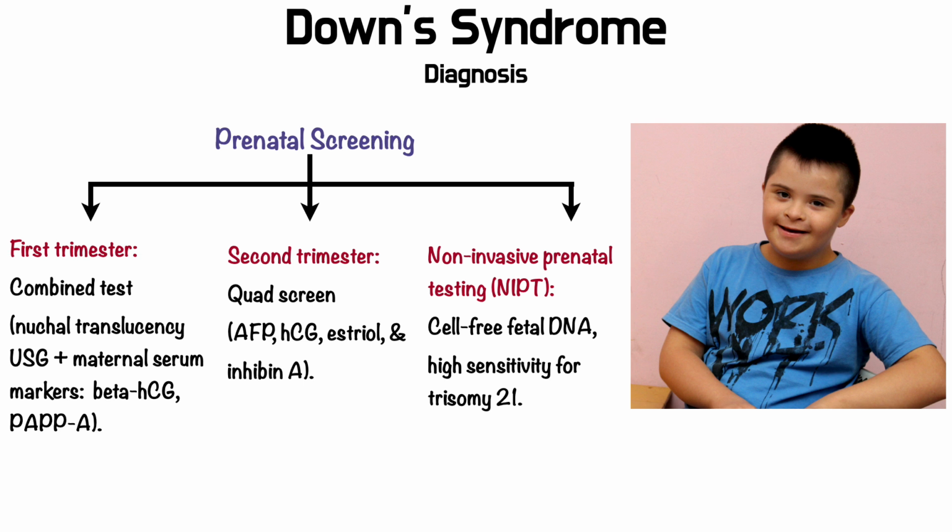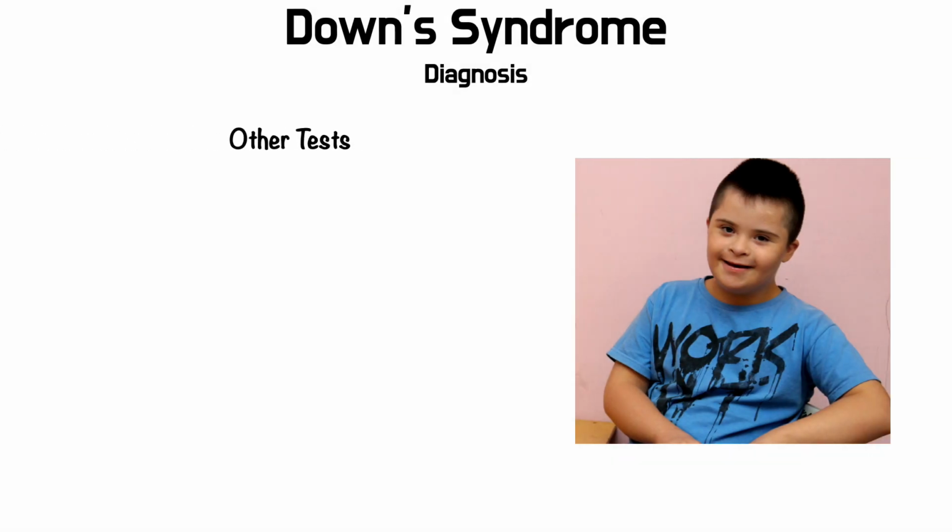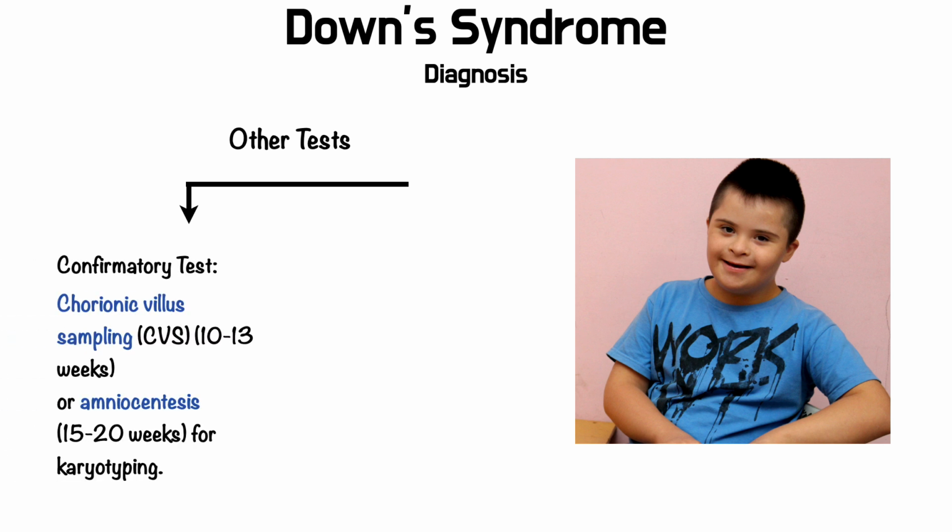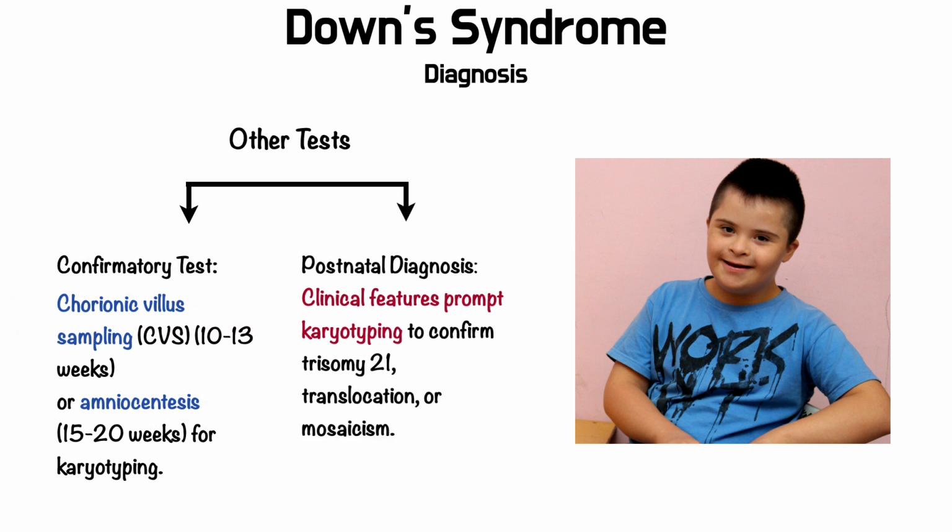Then we have other tests, the confirmatory tests. For confirmation you have to do chorionic villus sampling, CVS, at 10 to 13 weeks, or amniocentesis at 15 to 20 weeks for karyotyping, right? And then the other one is postnatal diagnosis. You have to compare the clinical features and the karyotyping findings, right? And also check for translocation and mosaicism.